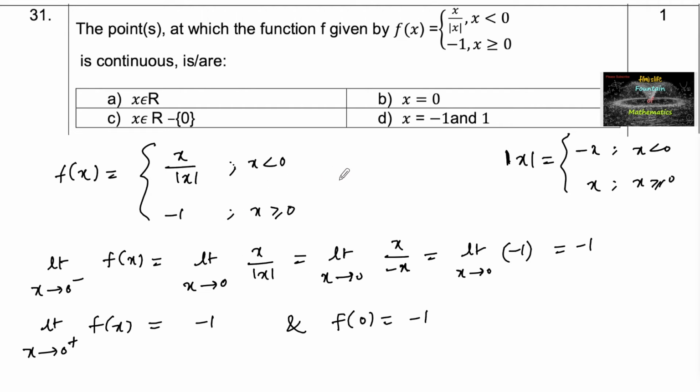So for any negative number this function is continuous, and for any positive number, x greater than or equal to 0, the function is also continuous, and hence we can say for all real numbers the given function is continuous. Okay, so the first option is the answer.